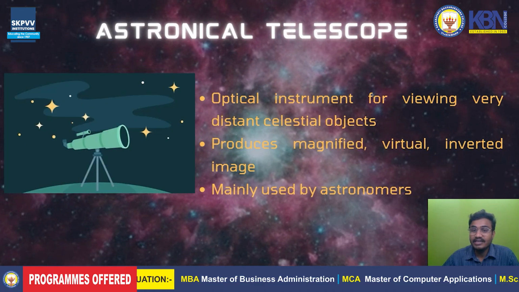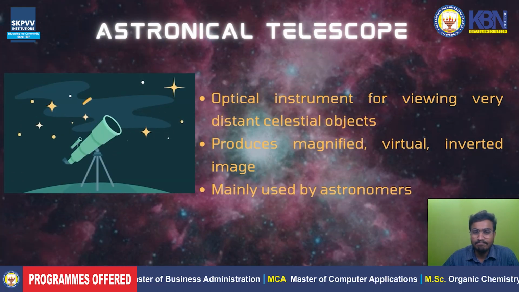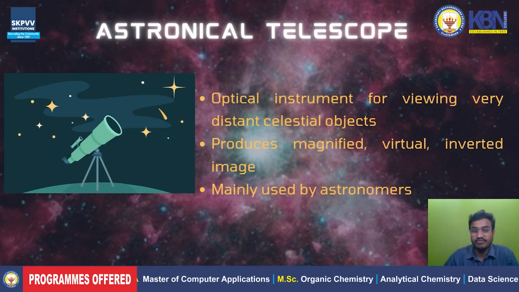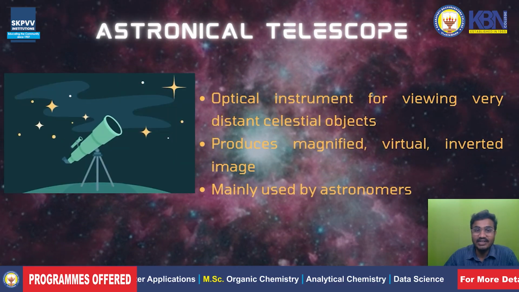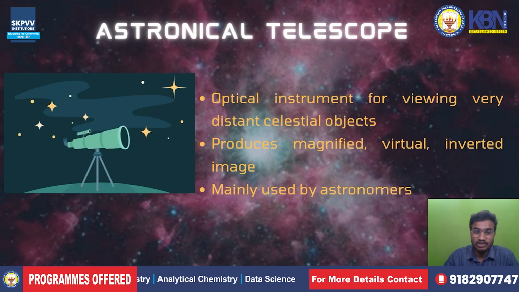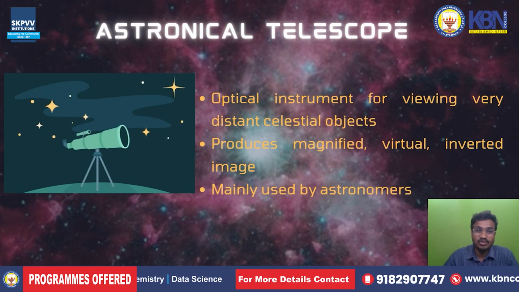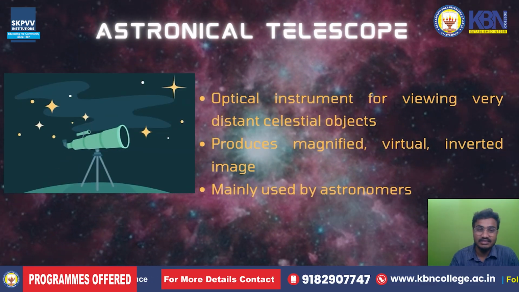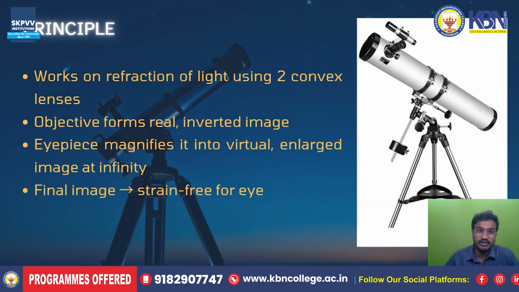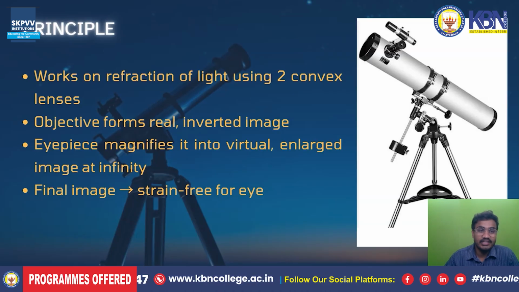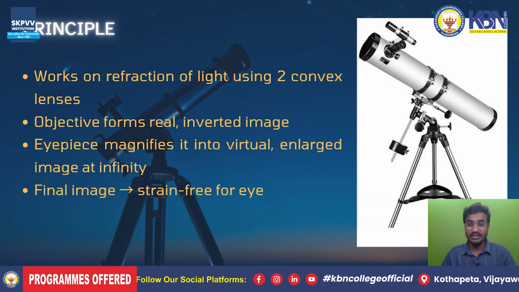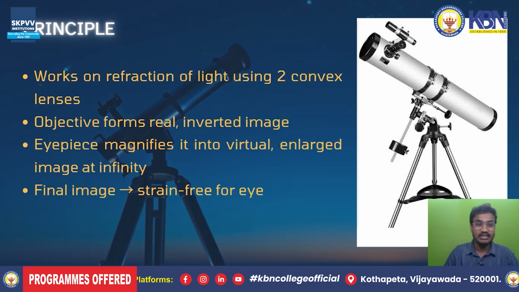Okay. They are optical instruments for viewing distant celestial objects. This astronomical telescope is preferred because it produces a magnified, virtual, and inverted image. It is mainly used by astronomers to observe how the planets are moving, how the stars are illuminating light, like that. Coming to the working principle of this astronomical telescope, it works on the refraction of light using two convex lenses. One is the objective lens, and the other one is the eyepiece lens.